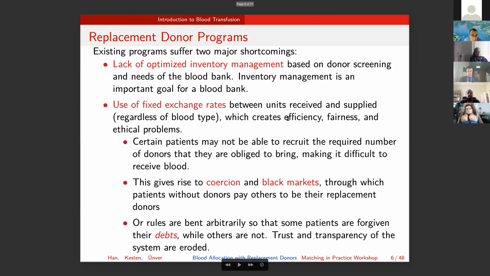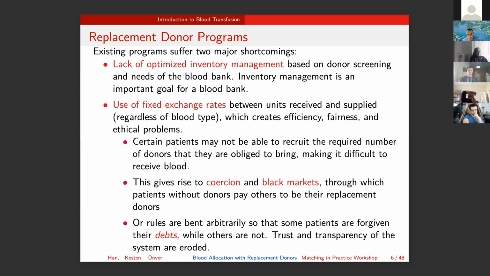The other problem is we see use of official fixed exchange rates, but in practice, these fixed exchange rates are quite flexible, it turns out. Let me explain what that means. Certain patients may not be able to recruit the required number of donors that they're obliged to bring, making it difficult to receive blood. There are two solutions usually seen in practice. Either this gives rise to coercion and black markets through which patients without donors pay others to be their replacement donors.